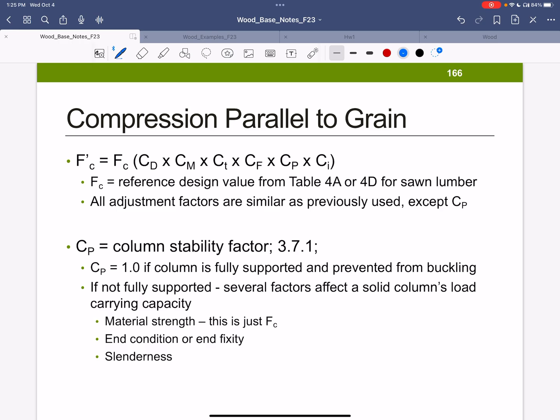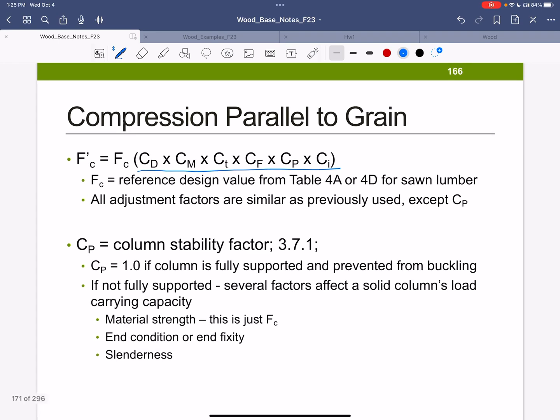All right, compression parallel to the grain is what we're going to see for these pure axial columns. You can look up and see the adjustment factors that we'll be using here. Once again, I'll go into tables 4A and 4D for sawn lumber, and I'm going to start using some of the different values in there. We've been using flexure, but now we're going to look at compression parallel to the grain. All adjustment factors are similar to what we used before, except we now have a column stability factor, C sub P, and the details on that are in section 3.7.1.